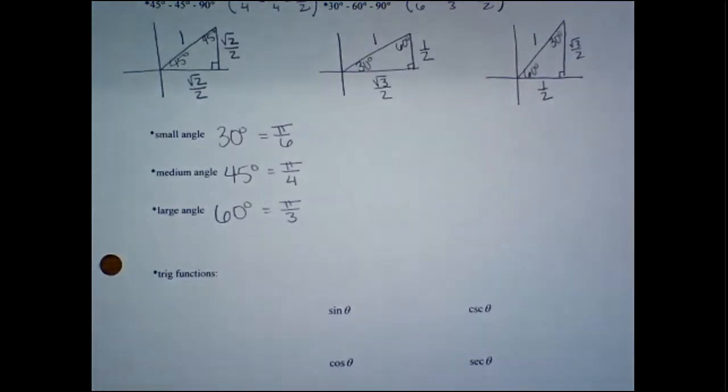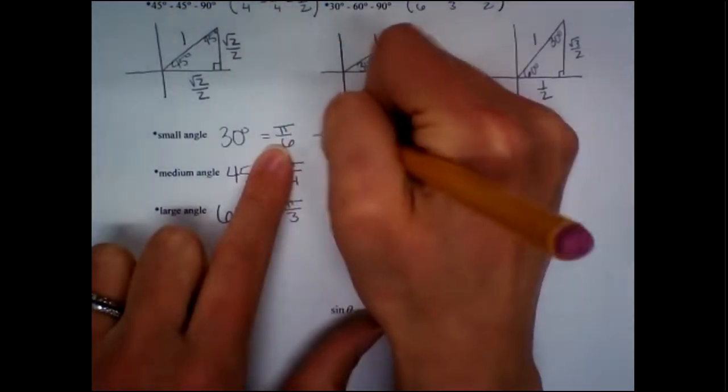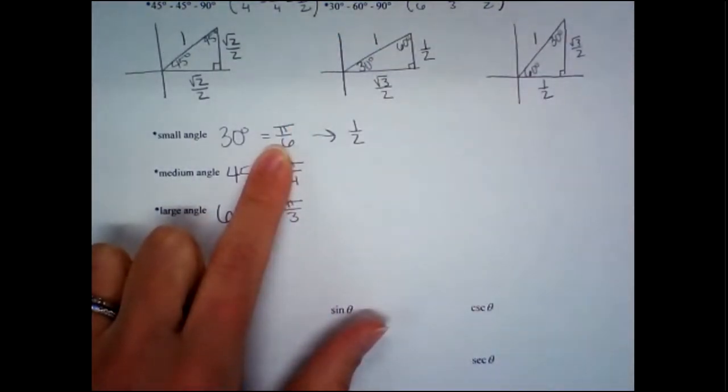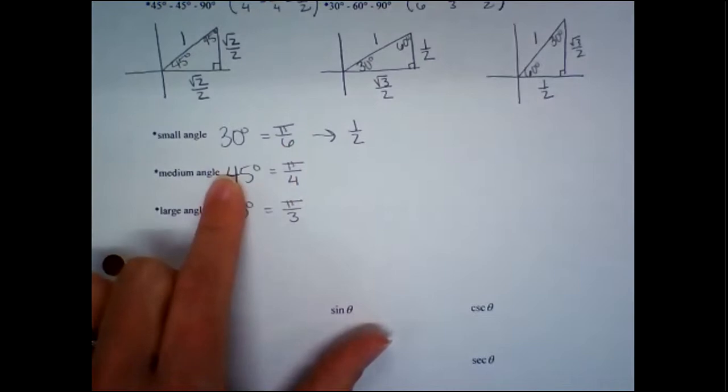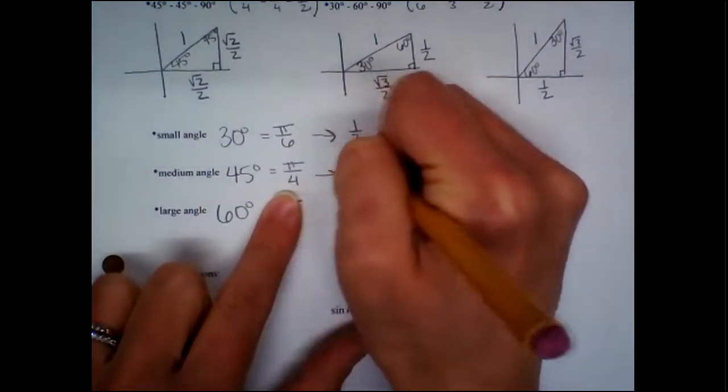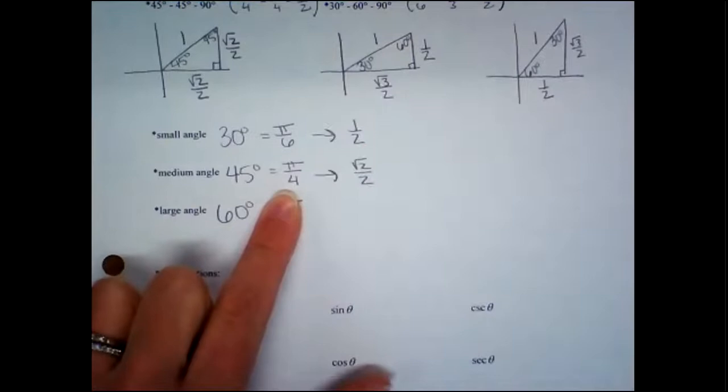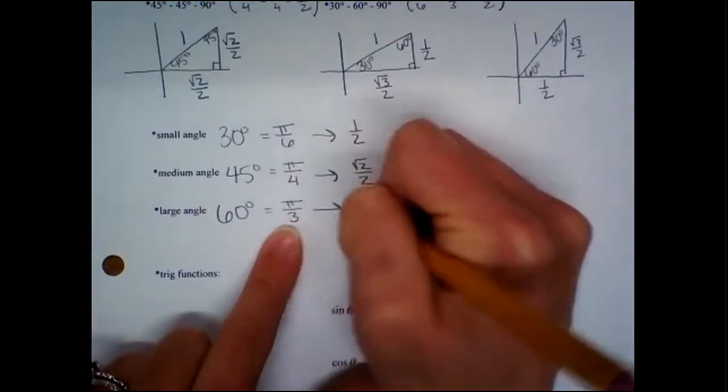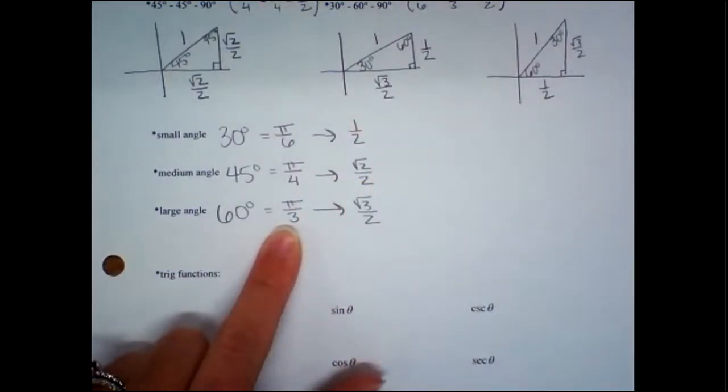All you really have to remember is what side goes across from those. And do you remember from law of sines, law of cosines, that unit that we just finished? The small side goes across from the small angle, the medium side goes across from the medium angle, and the large one goes across from the large angle. So across from the smallest one, you're going to have 1/2. That's the littlest one. Across from the medium angle, you're going to have square root of 2 over 2. And across from the biggest one, you're going to have the biggest side, square root of 3 over 2.